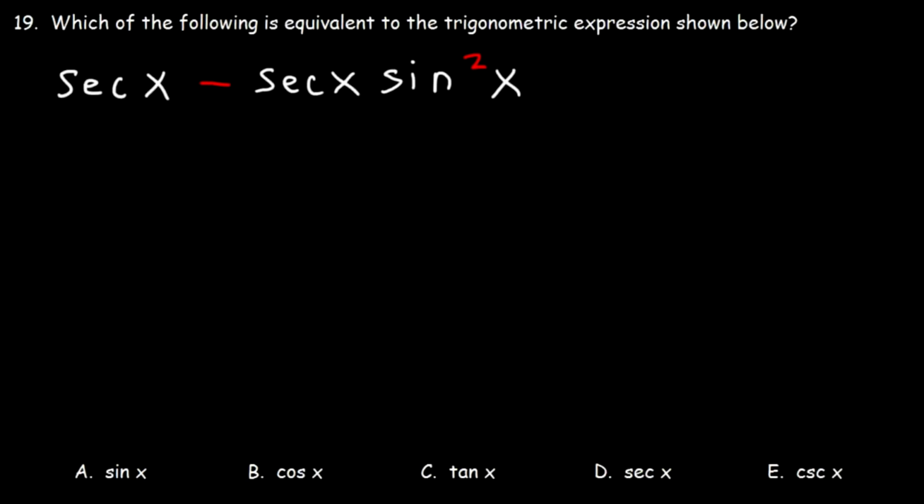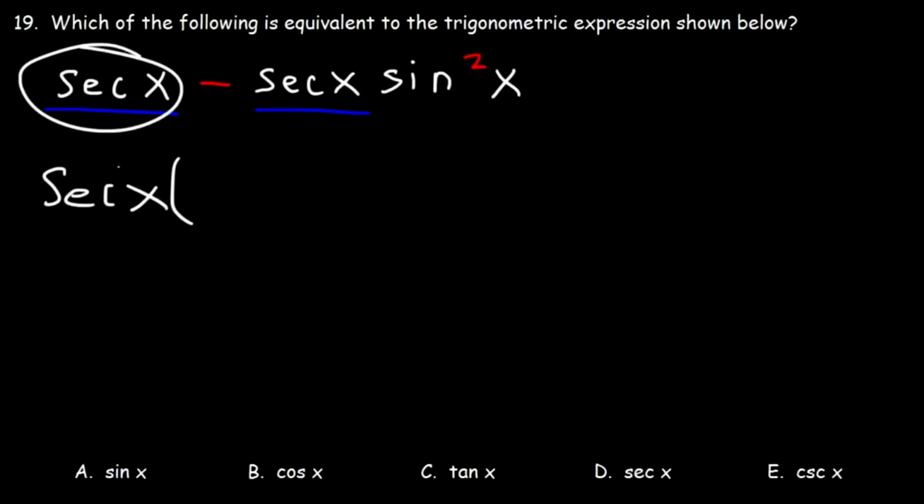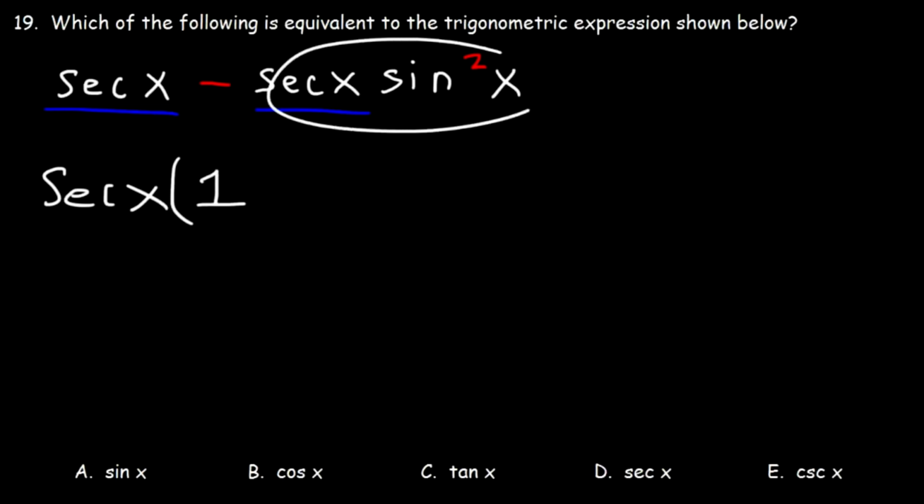So secant x minus secant x times sine squared x. Is that equal to A, sine x, B, cosine x, or is it equal to tangent, secant, or cosecant? Which one is it? Well, the first thing that we should do is factor out the GCF, the greatest common factor, which is secant x. Secant x divided by itself is equal to 1. Secant x sine squared x divided by secant x will leave behind sine squared.